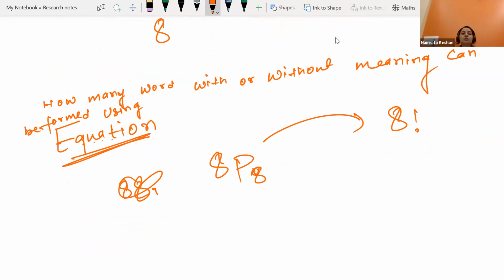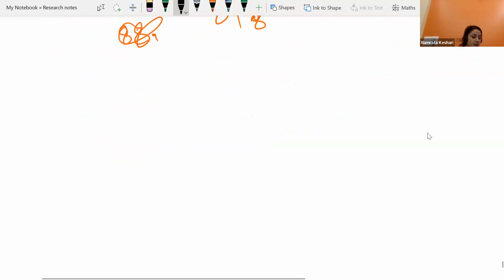But I said to you, if there is repetition of any of the alphabets, like E is there, is there any more E? Q is there, any more Q? No. U is there, then A is there, no. There is no repetition, right, Alina? Yes, ma'am. So directly 8 factorial will give the answer. Got it? Yes, ma'am. Next one.